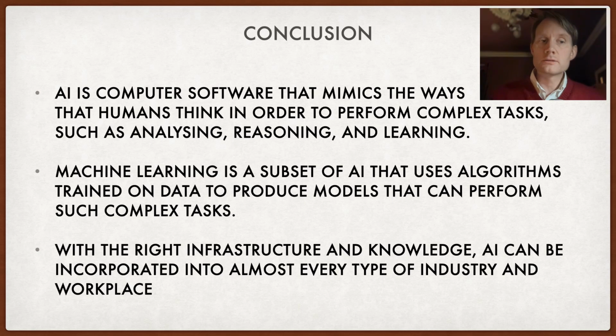So finally, in conclusion, AI is computer software that mimics the ways that humans think in order to perform complex tasks such as analyzing, reasoning, and learning. Machine learning is a subset of AI that uses algorithms trained on data to produce models that can perform such complex tasks. So with these combinations, with the technology and the data and the infrastructure and the knowledge, AI can be incorporated into almost every type of industry and workplace.